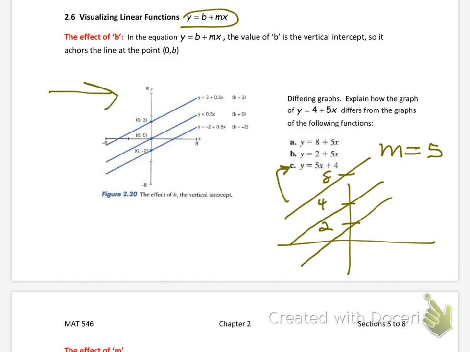So notice what the B does. Notice where the B is. Notice in this one, there is no B value, but there really is. The B value is 0, and that means that's going to go through the origin. The B value is negative here. It's going to cross below the x-axis, where the y's are negative. The B value is positive here. It's going to cross above. But those 3 lines will be parallel to one another because their slope is the same. So the effect of B is to move your equation up and down the y-axis.